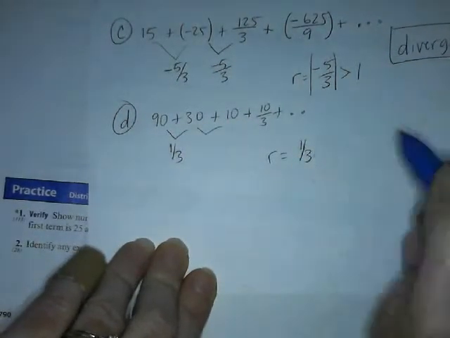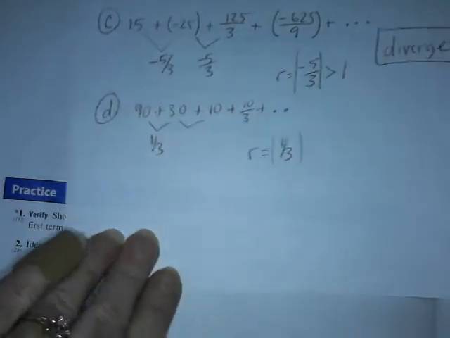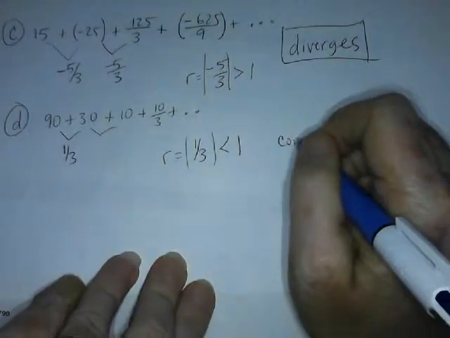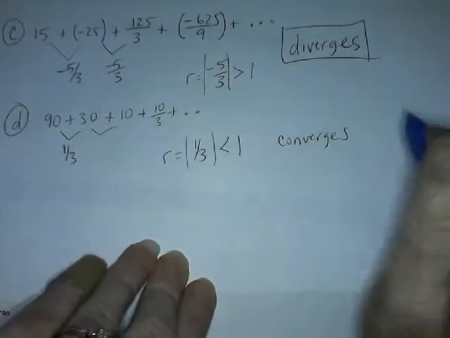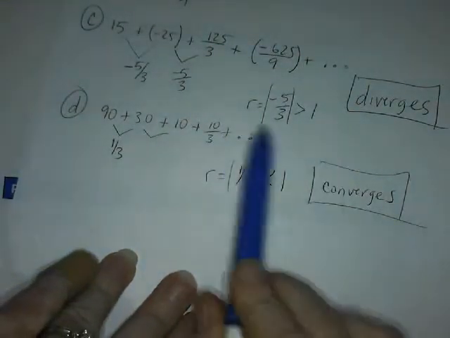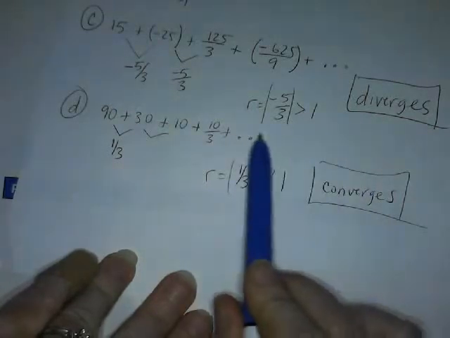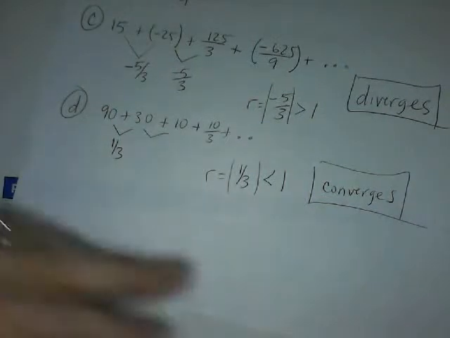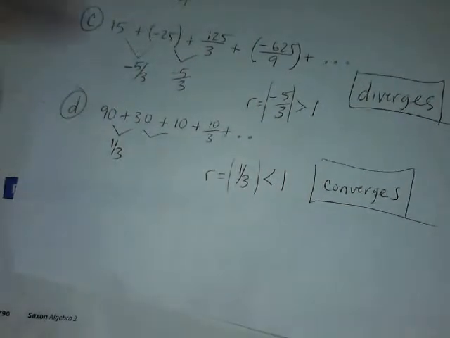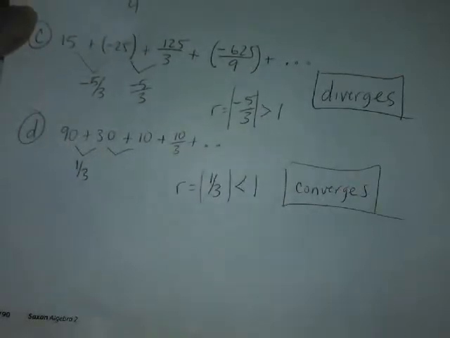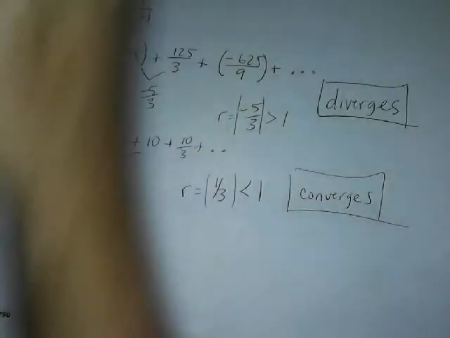Is the absolute value of 1/3 less than or greater than 1? It's less than 1, so that means it converges. And you can even imagine that it would converge, because if you went out to an infinite number of terms, that number would get so small that it would be practically 0. So it's going to converge at some number as the term number goes off into infinity.